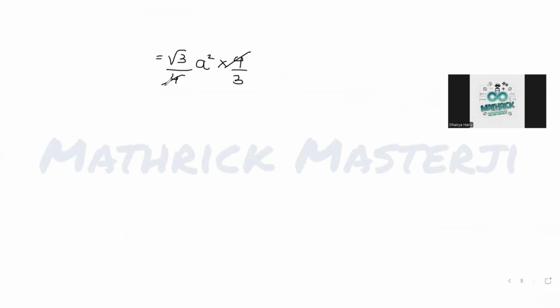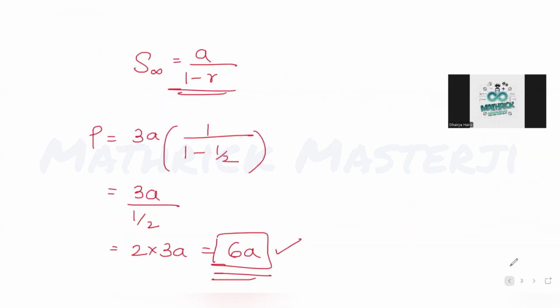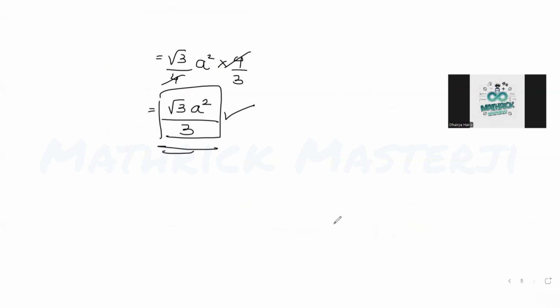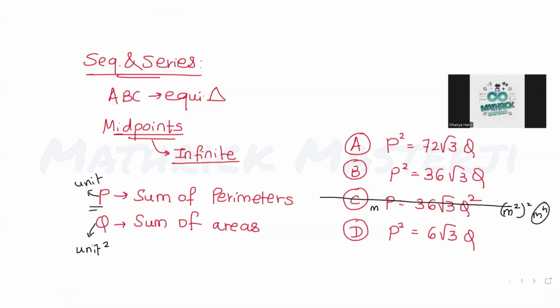So 4 and 4 cancel. You just get root 3 a square over 3. So I get the sum of all the areas of these infinite triangles that I can form here, and that is root 3 over 3 a square. So that's my Q. Now, the question says to find P square and multiply with Q.